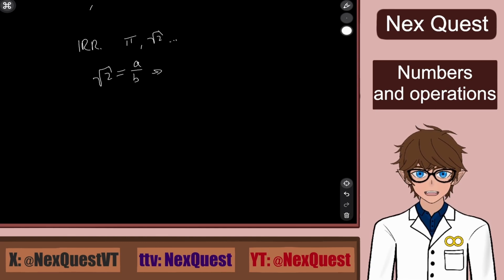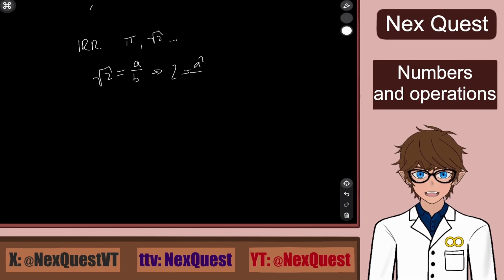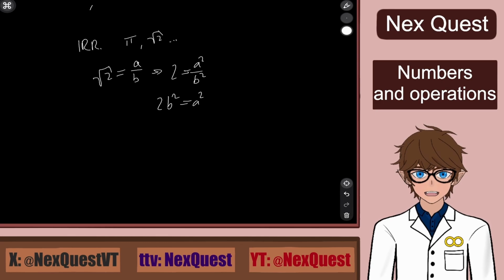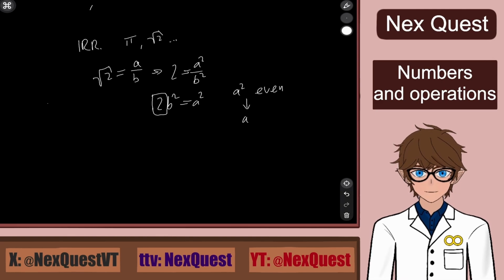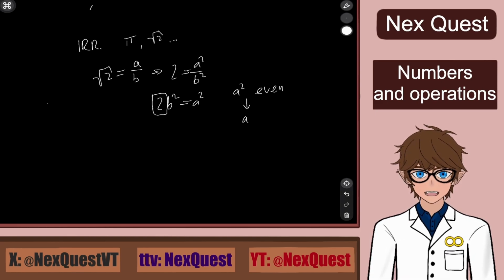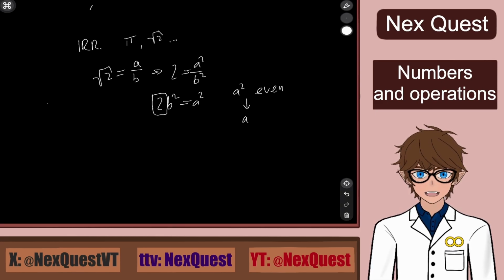Now, after that we can square both sides. We get 2 equals a squared divided by b squared, and we order the numbers around, so we get 2 times b squared equals a squared. Now we see that a squared must be even, because there's a 2 next to b squared, and if you multiply any number by an even number, it becomes even. So we know that a squared is even.